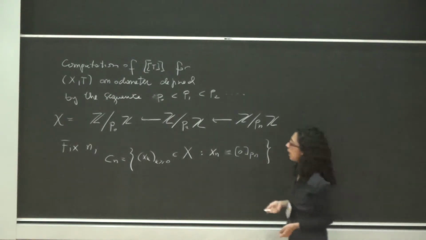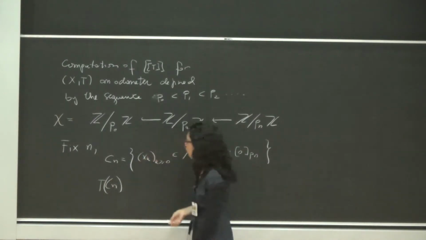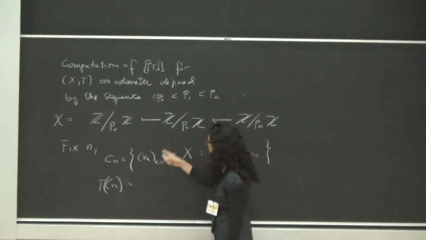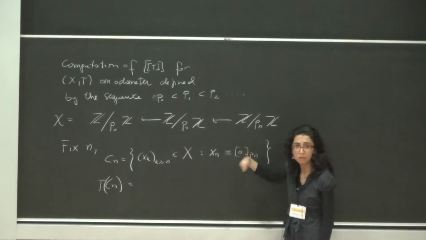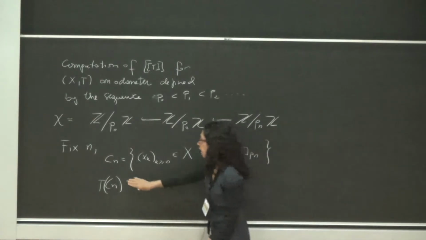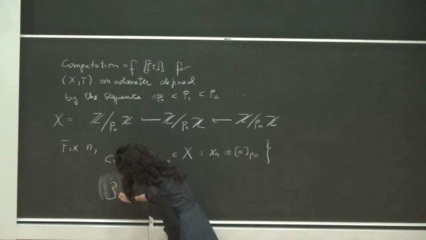And what happens when I apply T to this set? I obtain the set of the elements of X where x_n is the class of 1, and so on. So at the end, we are going to have the following partition.